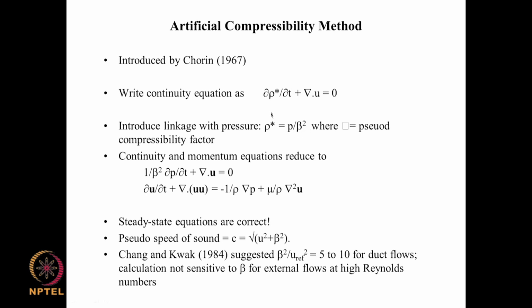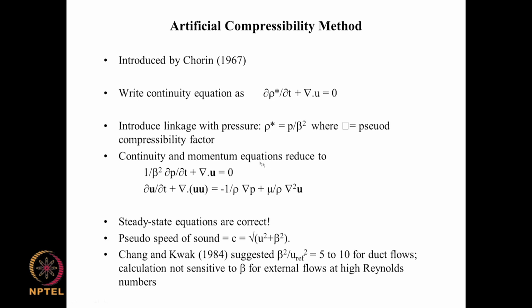If you substitute this expression, you are rewriting the continuity equation this way. It becomes (1/β²) ∂p/∂t + ∇·u = 0, and the momentum equation is written as ∂u/∂t + ∇·(uu) = -(1/ρ)∇p + (μ/ρ)∇²u.